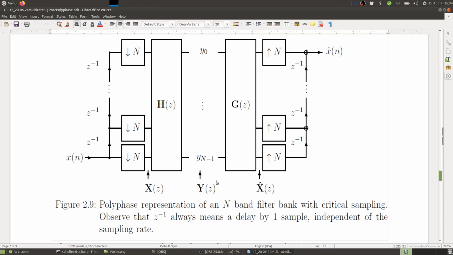Then with this Y of Z, we can have some processing, like for compression, we do quantization, for instance. And after that, in the decoder, we have the synthesis filter bank G of Z, which is basically, again, this multiplication with G of Z, and we get the reconstructed blocks x hat of z, which are then turned into consecutive samples.